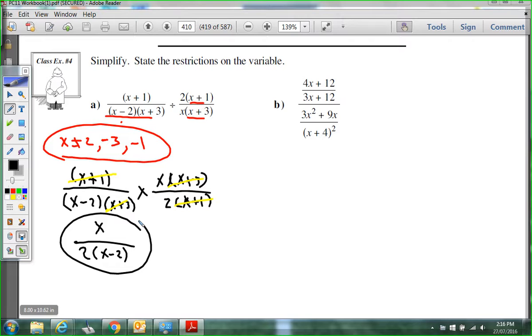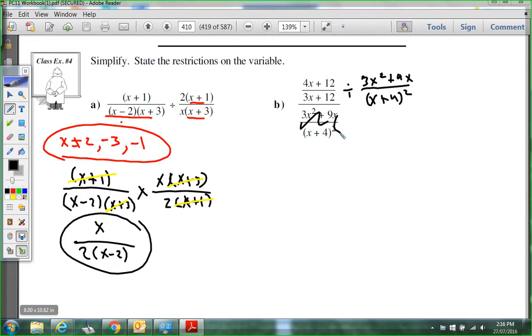Okay. Again, this one, if you don't like them written vertically, which I don't, you can go ahead and take a second and rewrite it horizontally. So I can say, okay, I don't like this. I'm going to divide 3x squared plus 9x all over x plus 4 squared. And I'm just going to scribble that out.